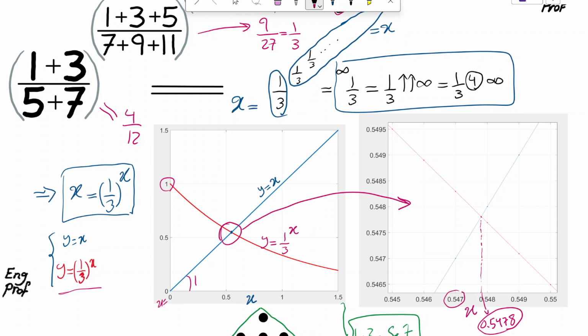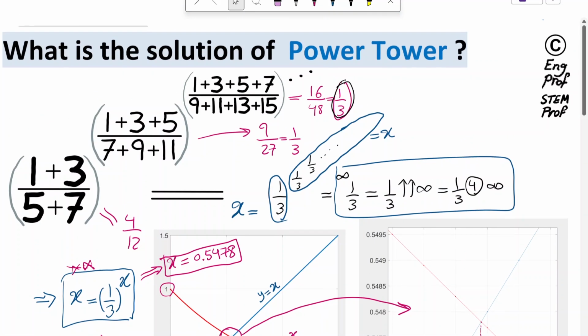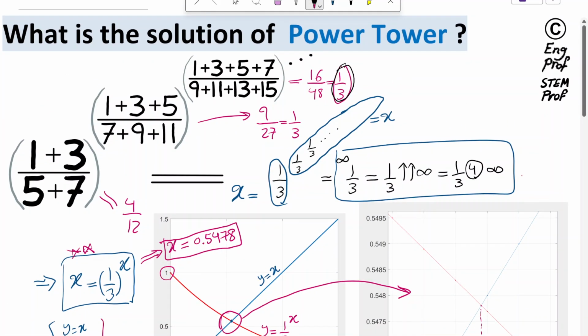Basically, if we prove that these two really have an intersection, so there is a unique answer for this equation, the equation shown here, that unique answer is x equal to 0.5478. That's the answer to this equation. So yes, this whole infinite tetration has a unique solution, 0.5478. And we solved it. There is another way to solve this as well.